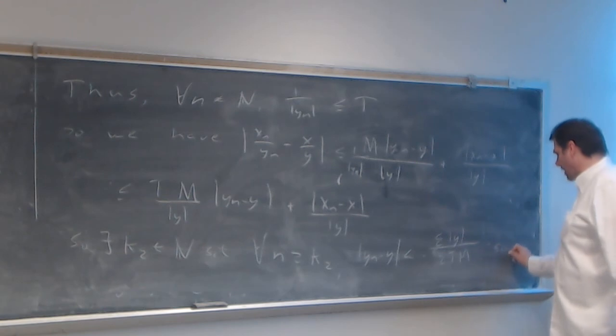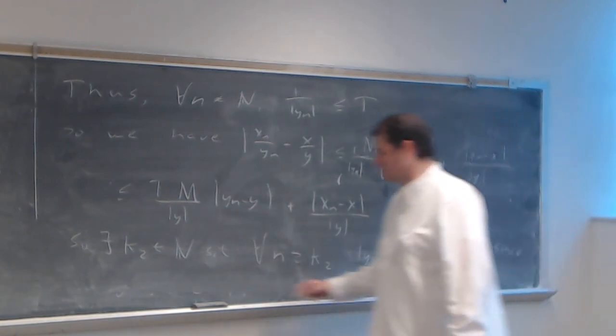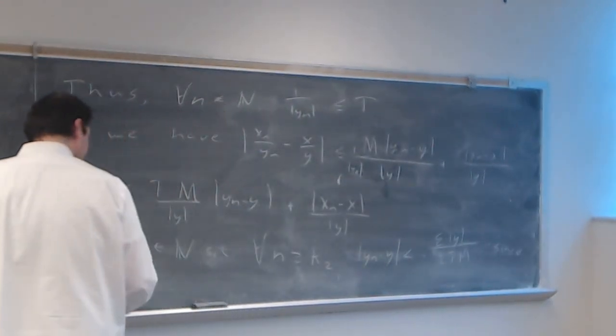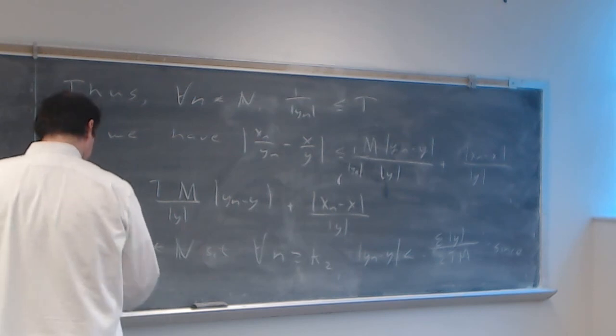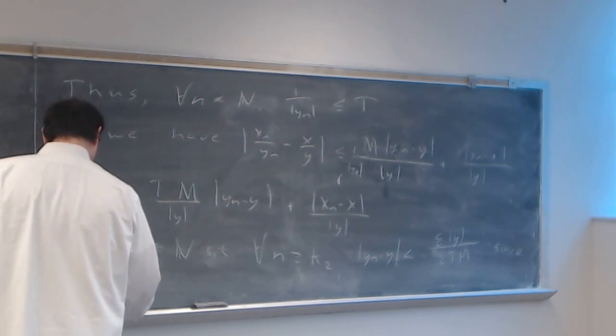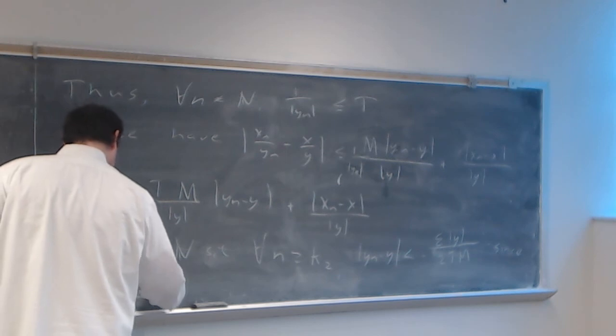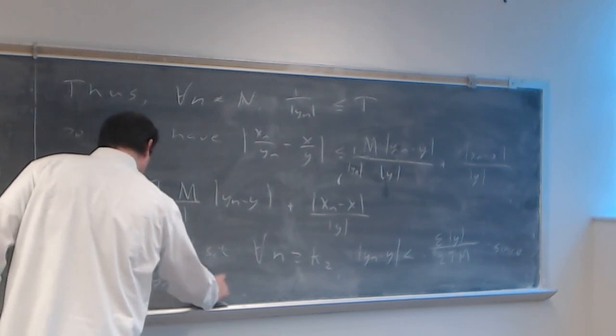That's true since, why is that true? Why can I find that K2? Since y sub n converges to y. That's right, John. Since the limit as n goes to infinity of y sub n equals y.